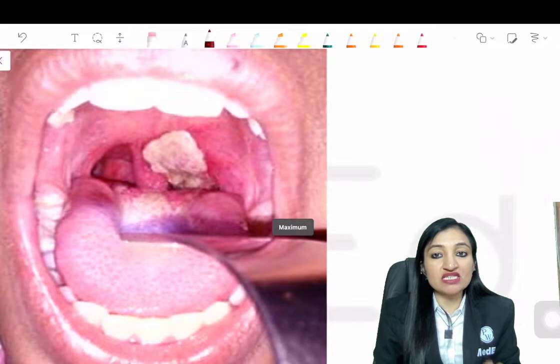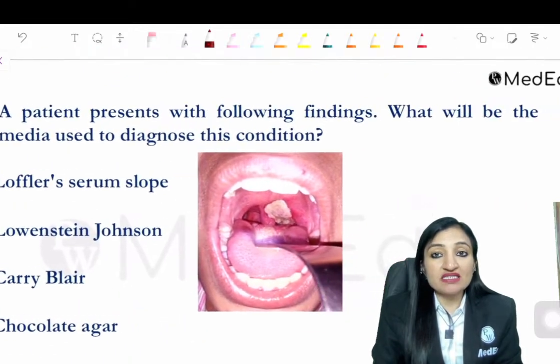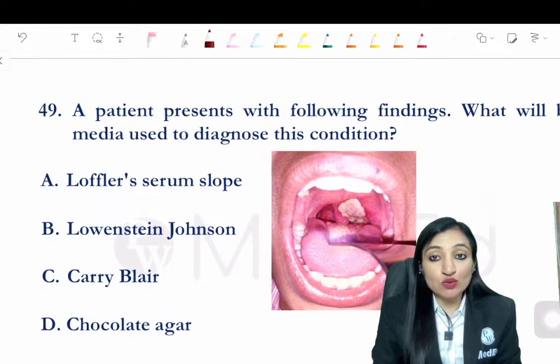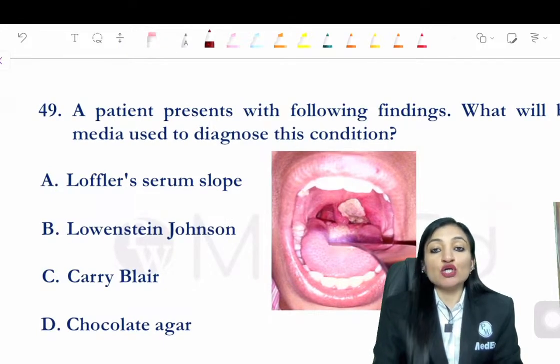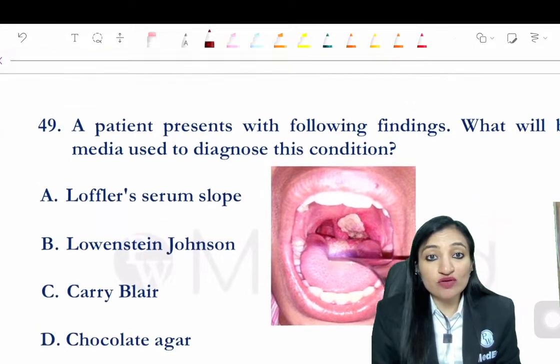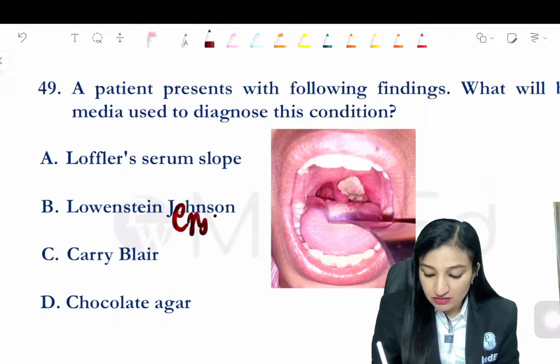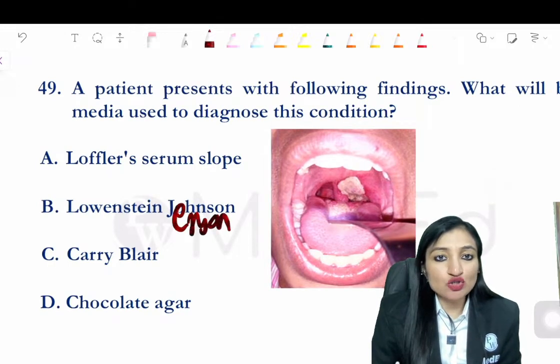Very good. Diphtheria. You can see clearly a membrane in the throat. Okay, so what will be the medium used to diagnose this condition? Meaning, what medium do you expect to allow the growth of Corynebacterium diphtheriae? Is it Loeffler serum slope, Lowenstein Jensen medium, Carrie Blair medium, or chocolate agar?